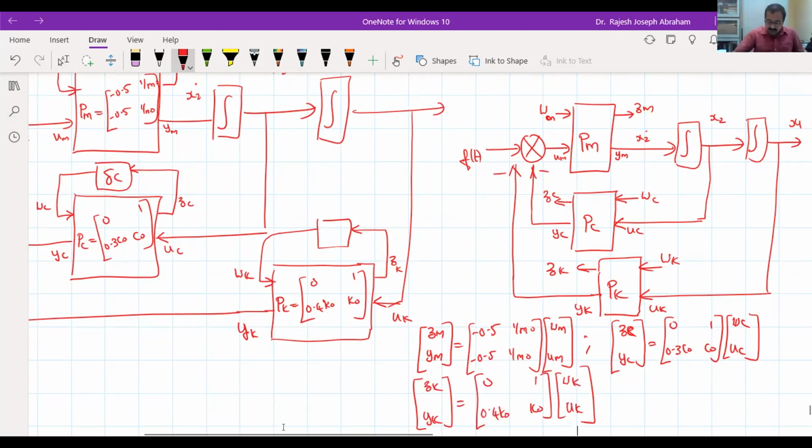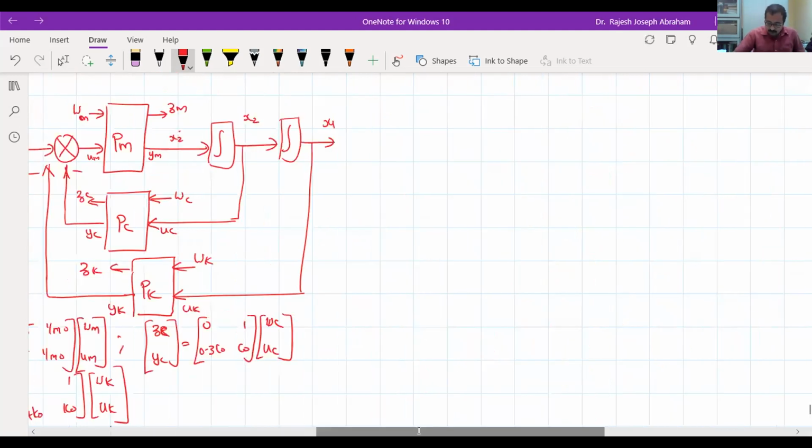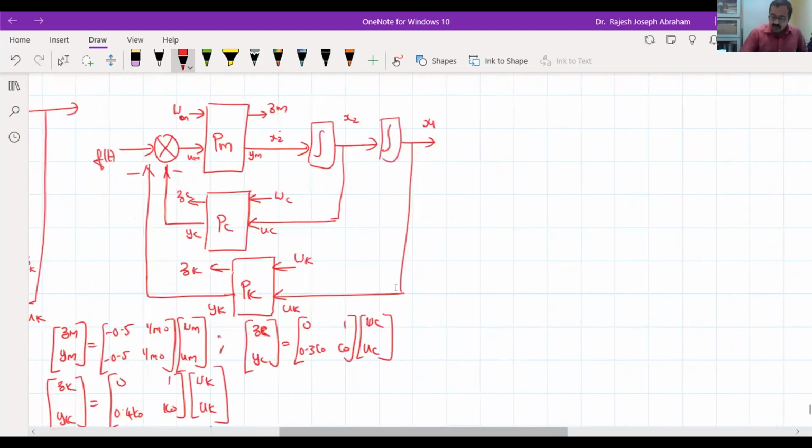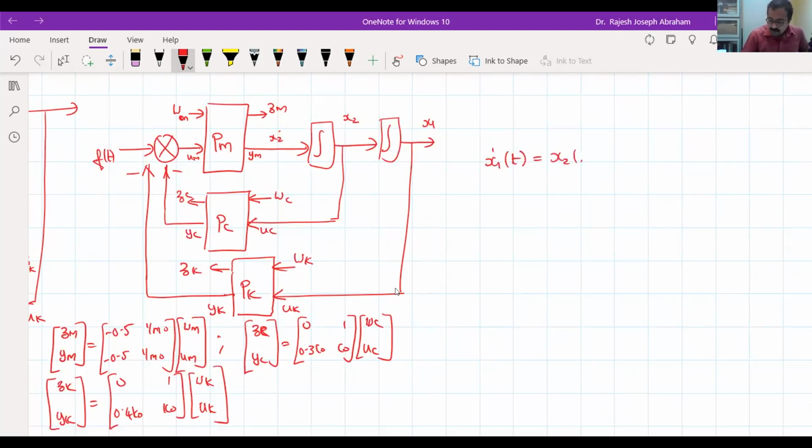Okay. So now let us write the state space equation for this. What will you get from the state space equation? X1 dot, we had already seen, is nothing but X2 of t. X1 dot is X2 of t. What is X2 dot t? X2 dot t is the same as Ym of t, the output signal, the measured output coming from the mass block.